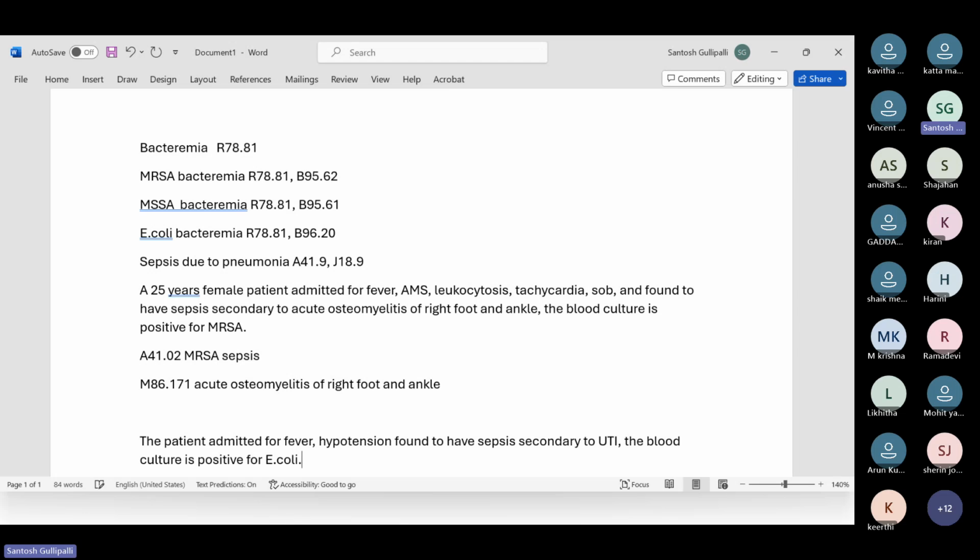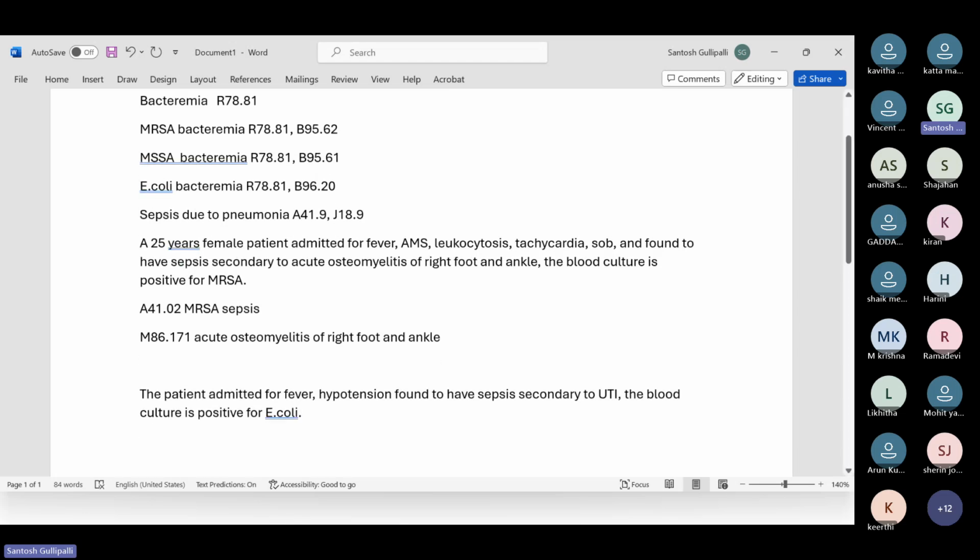Okay, so the blood culture is positive for E. coli. How to code this scenario? Which type of sepsis can you consider as PDX? E. coli sepsis. Sepsis with E. coli. Okay, so the E. coli sepsis is the PDX.